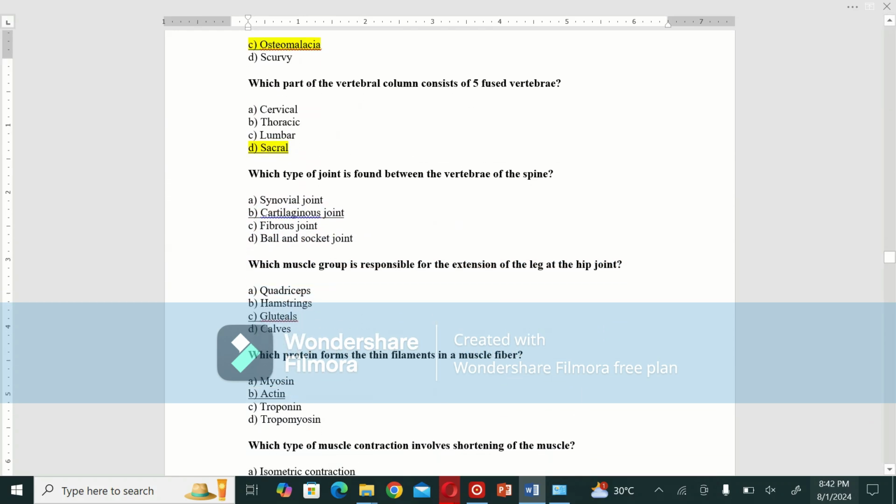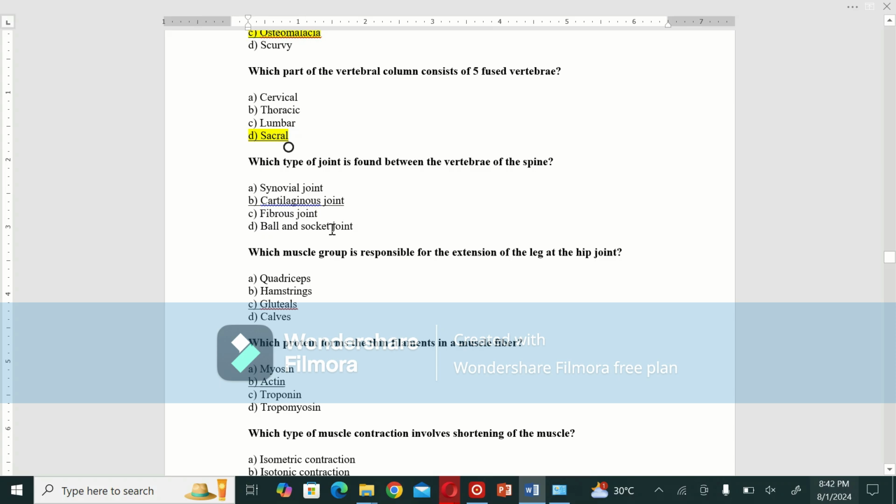The next MCQ is: which type of joint is found between the vertebrae of the spine? A. Synovial joint, B. Cartilaginous joint, C. Fibrous joint, and D. Ball and socket joint. So the correct option is B.